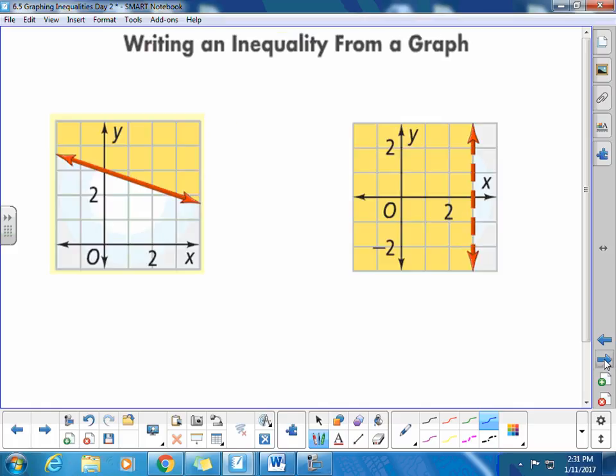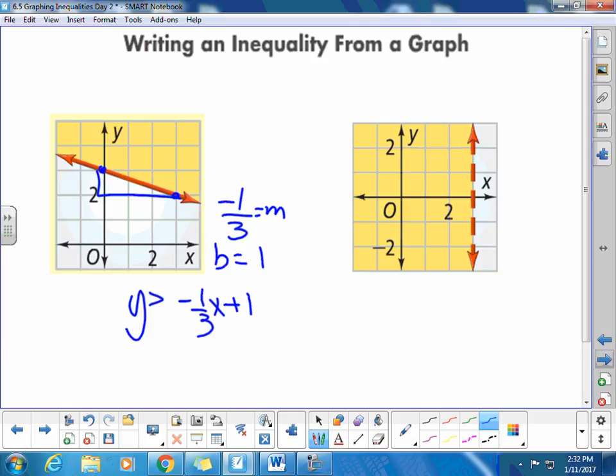This one, again, I am going to find two spots where it goes through exactly. Looks like there and here. So draw my slope triangle. I drop down 1 and then right 3. Down 1 is negative, right 3 is positive. So that's my slope, and it intercepts my y at positive 1. So y something negative 1/3 x plus 1. Here it's shaded above the line, so it's going to be greater than, and since it's a solid line, it's greater than or equal to.